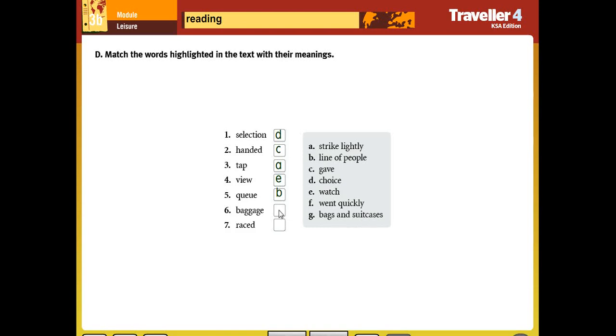Suitcases. Baggage. When you use the word race as a verb, it means that you go quickly, because the word race as a noun means سباق. As a verb, it means to go quickly. So went quickly. Okay.